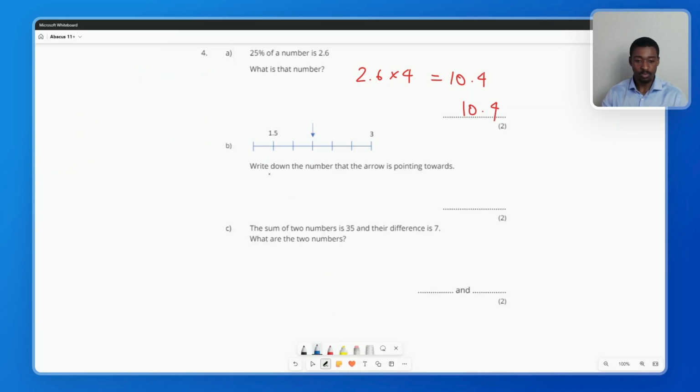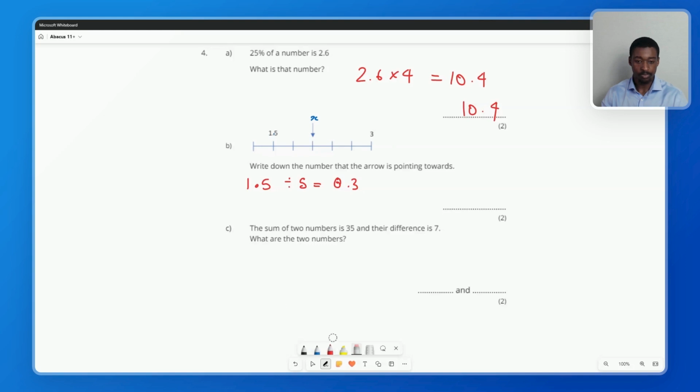Now for part B, we have 1.5 here, 3 here, and we have to work out what's going to go here. So let's just see how many bounces or gaps there are. To get from 1.5 to 3, there are 1, 2, 3, 4, 5 gaps. And if the difference between 1.5 and 3 is 1.5, right, 3 minus 1.5, then that means if there are 5 gaps, each gap must be worth 0.3. 1.5 divided by 5.